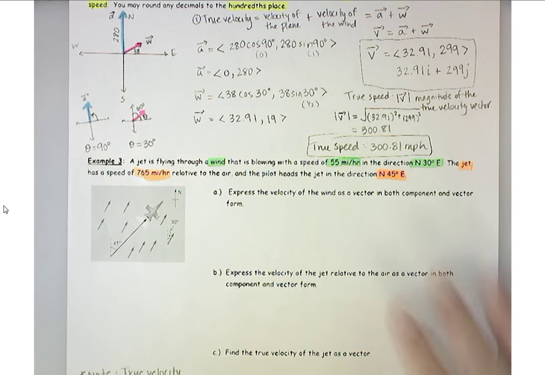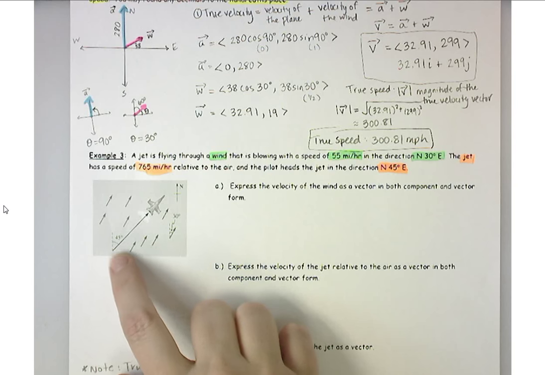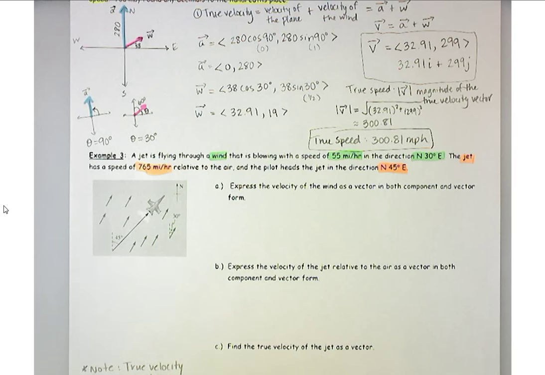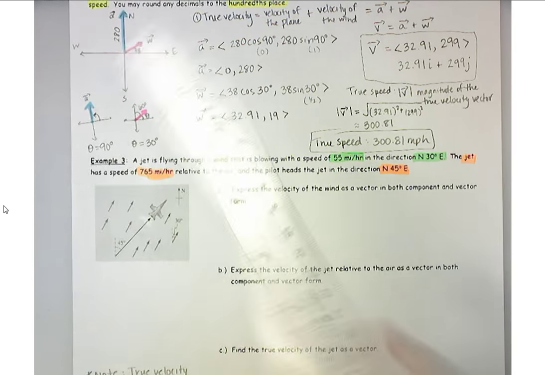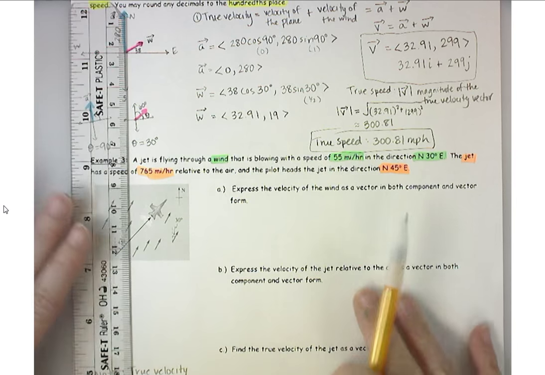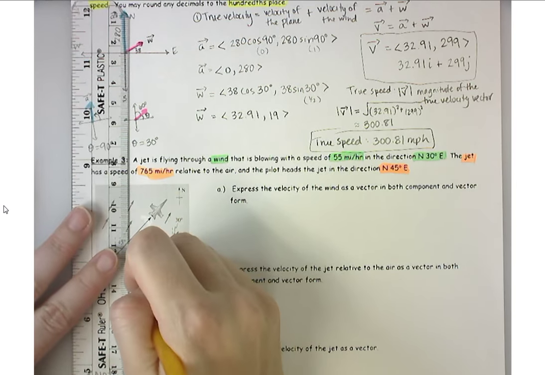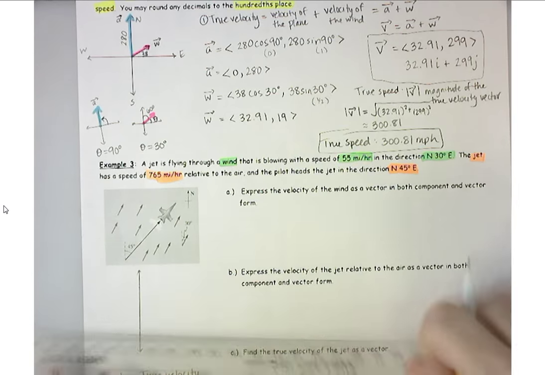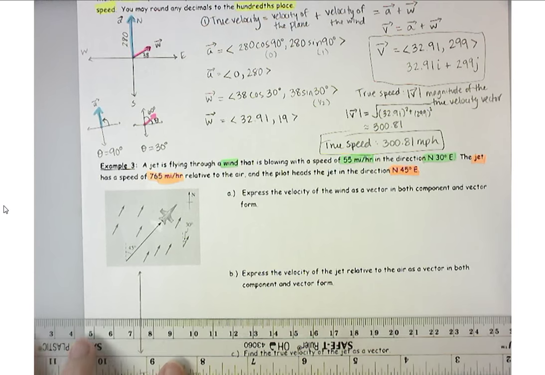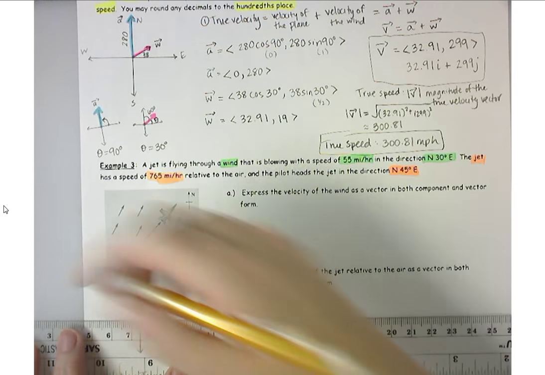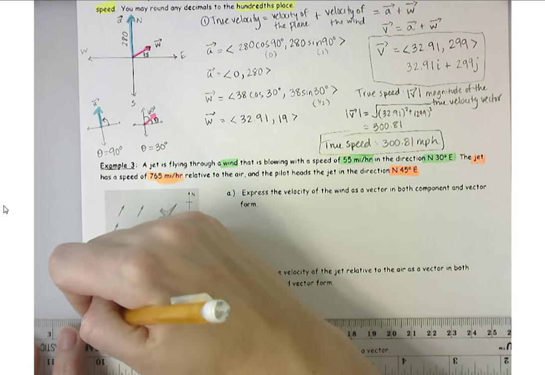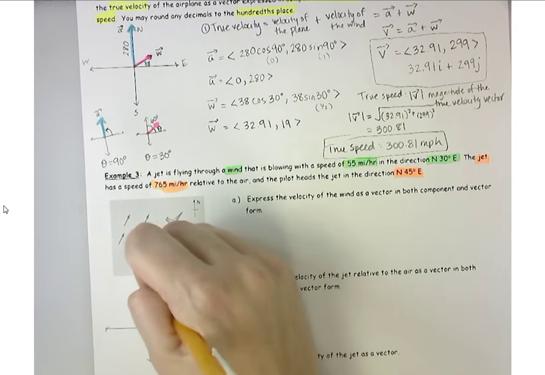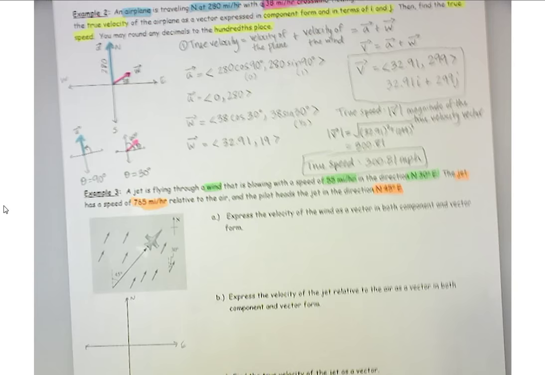Okay, now there is a little picture here of the jet and then of the wind. I like to put them on the same one, so that's what I'm going to do. Okay, so even if the book does have a picture, I encourage you to write one out yourself. Okay, so you have the jet that's going 45 degrees.